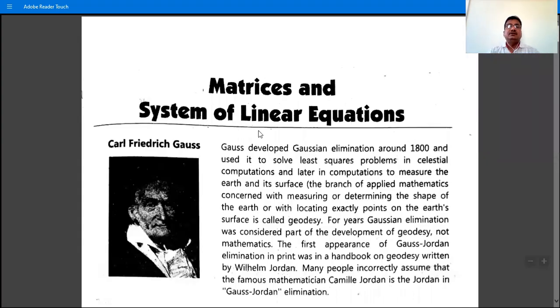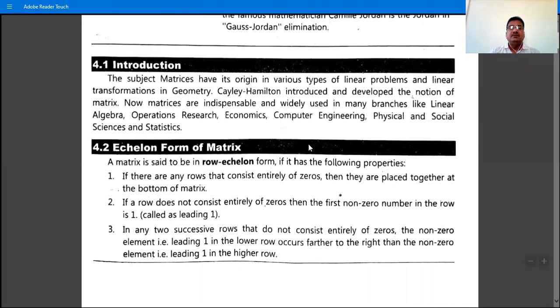We are going to start paper number 1, that is linear algebra. The first chapter of the paper is matrices and system of linear equations. So the first definition is echelon form of the matrix.